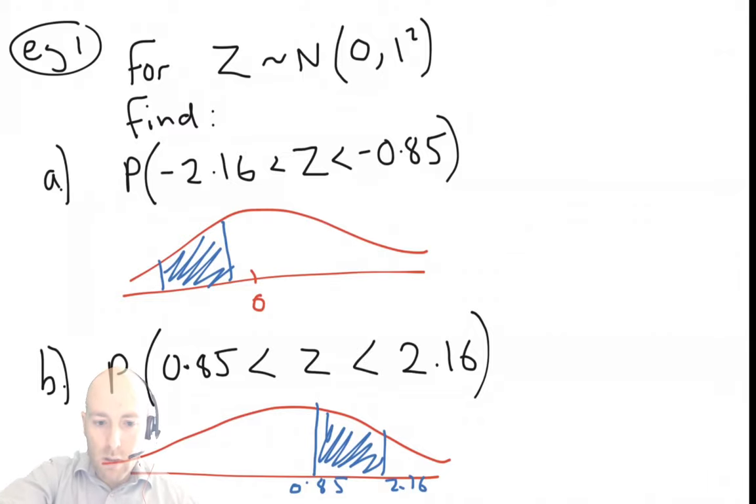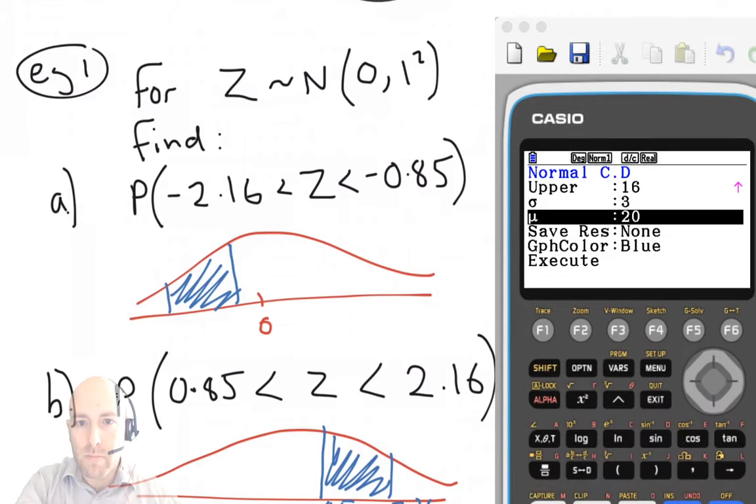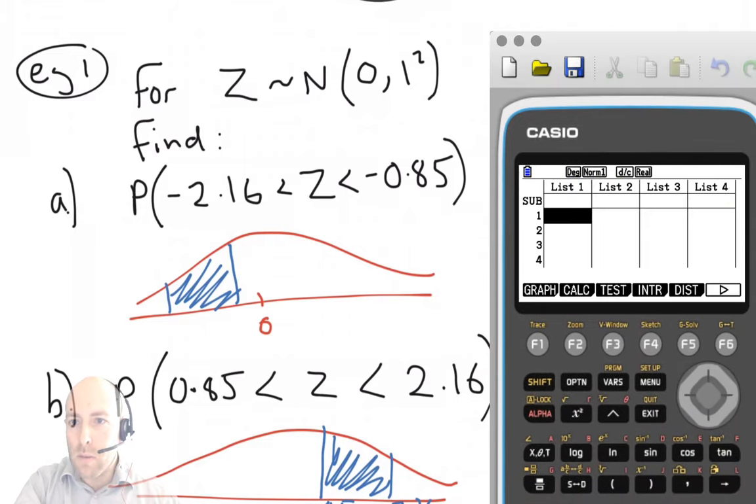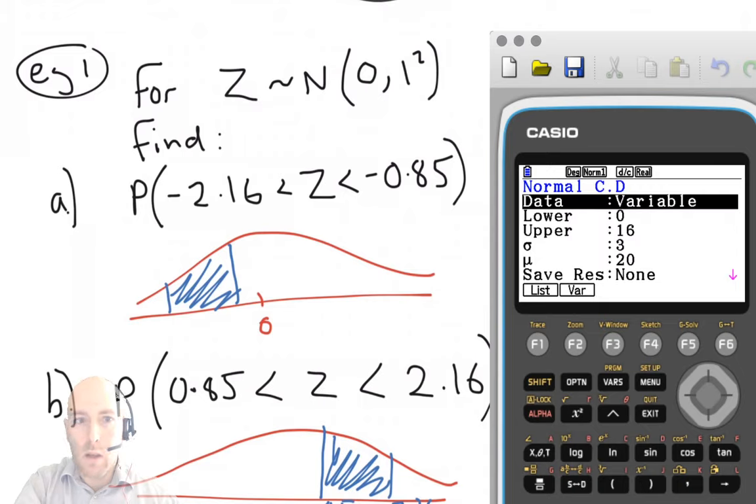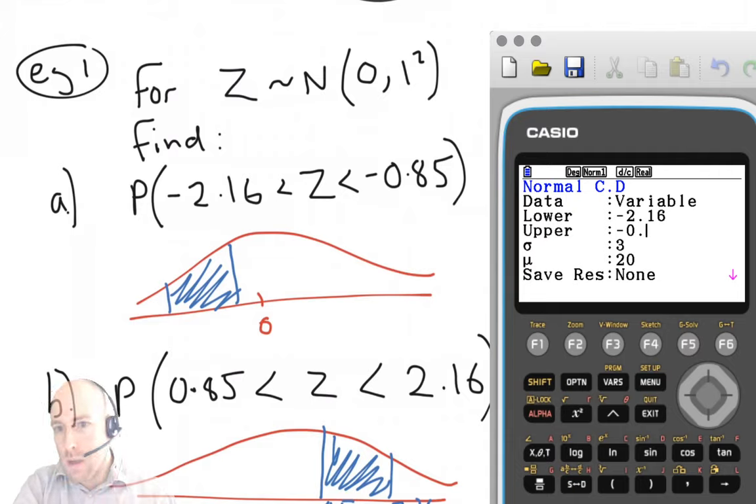So if I bring up the good old calculator, make it a bit smaller. So we've got a distribution, normal distribution, NCD, lower minus 2.16, upper minus 0.85. Yeah, I would always sketch it. Always sketch it, because you can type stuff in wrong to your calculator and you won't know unless you've got a sketch. You know both of these should be less than 0.5.